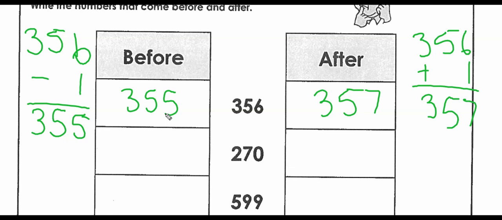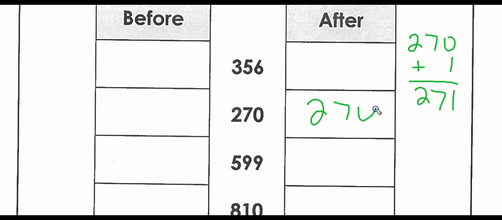Now I'm subtracting from those zeros or adding something to 270. So let me move this up again. And again, I want to know what comes after 270. I'm going to add 1. So 270 plus 1. 0 plus 1 is 1, 7 plus 0 is 7, and then 2 plus 0 is 2. So what comes after 270? It's 271. But what comes before that?